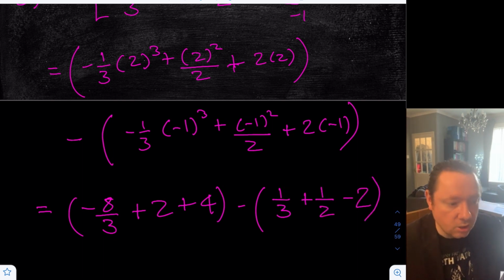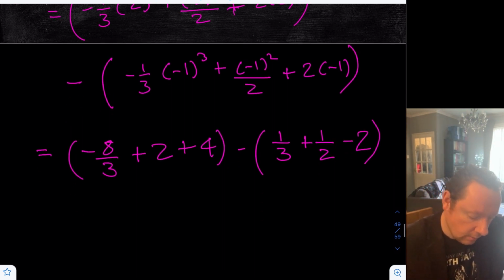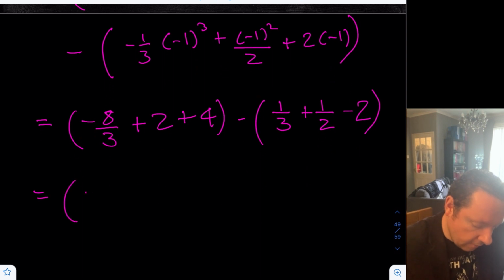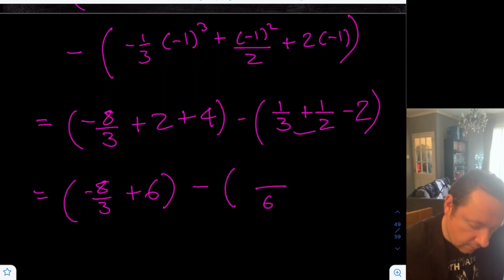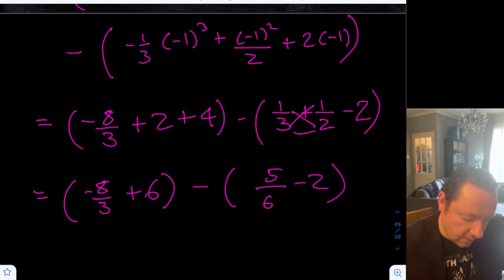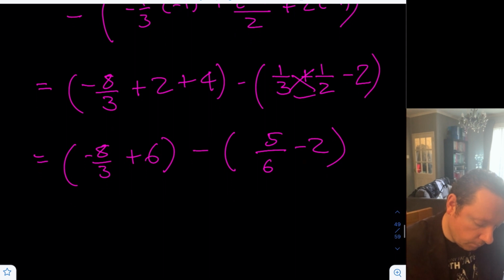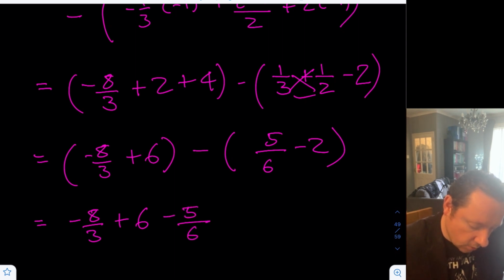So we've got some fractions to deal with, and it was paper 1, so we're just going to have to keep going. Minus 8 thirds plus 6, minus, I'll just times them together to get 6. 2 and 3 is 5. So we get this. I will now just take the brackets away. Minus 8 thirds plus 6 minus 5 sixths plus 2.